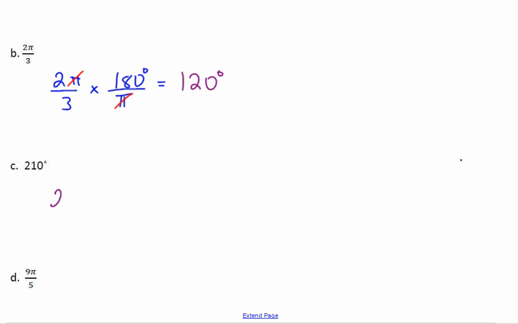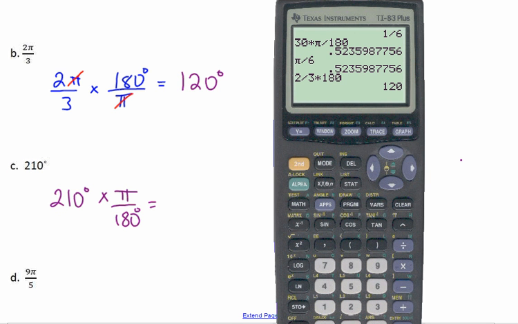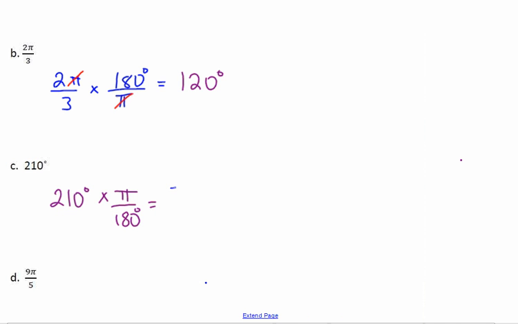Okay, so this is degrees. What do we multiply by if I want to change it to radians? Pi over 180. What are we going to put in our calculator? 210 divided by 180, and then math, enter, enter, to reduce the fraction. So this is 7 pi over 6.